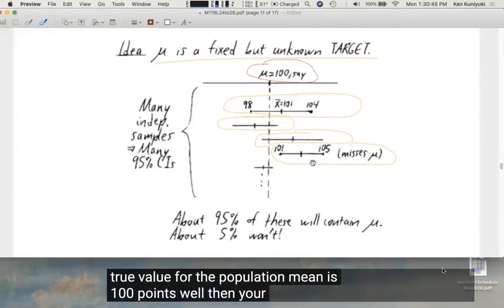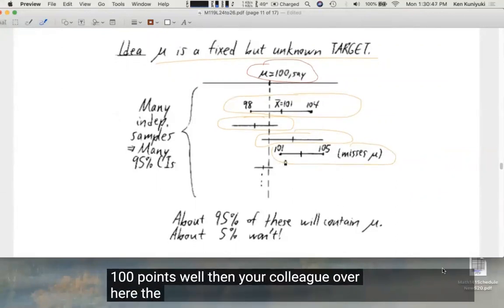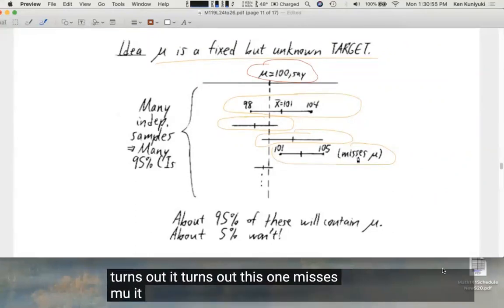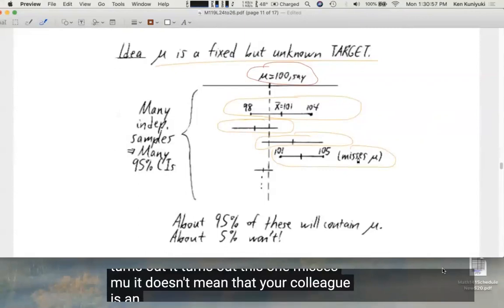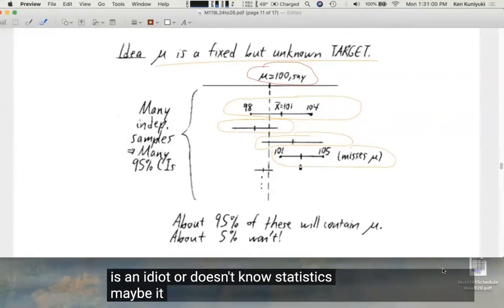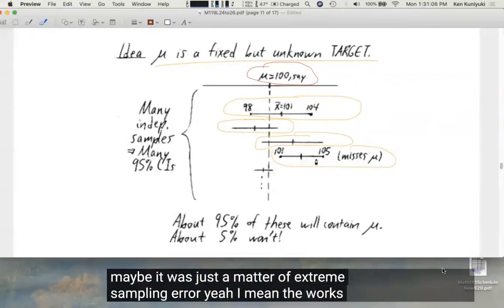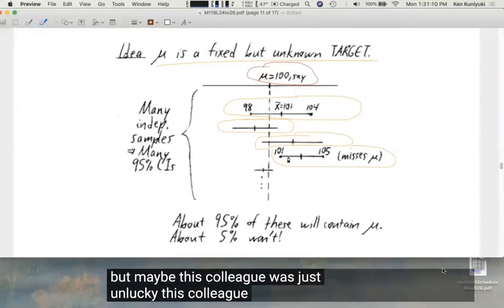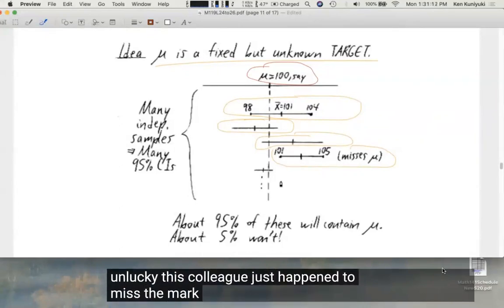Well then, your colleague over here, the one who gets the confidence interval between 101 points and 105 points, that one misses the mark. It turns out this one misses mu. It doesn't mean that your colleague is an idiot or doesn't know statistics. Maybe it was just a matter of extreme sampling error. I mean, we're allowing for some sampling error, but maybe this colleague was just unlucky. This colleague just happened to miss the mark.